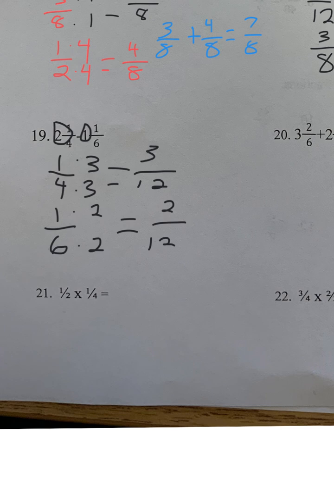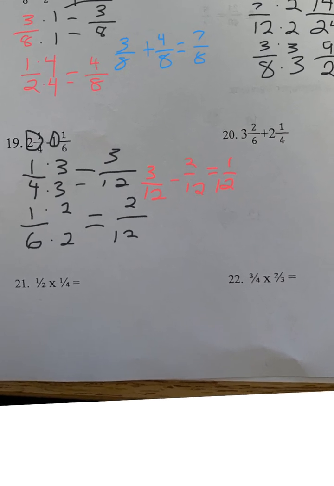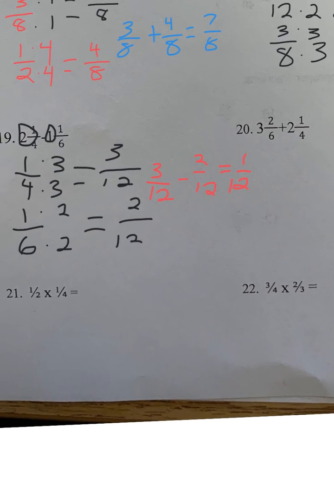Now, I need to remember this is subtraction. I'm going to do 3 over 12 minus 2 over 12. And that's going to give me the answer of 1/12. But I'm not done. That's just the fraction. So I need to also do the whole number. I need to bring those back. 2 minus 1 is 1. And I'm going to bring the fraction back up to get 1/12. My answer is 1 and 1/12.